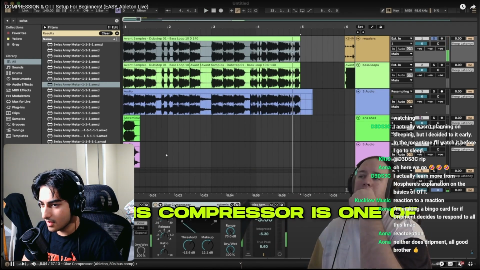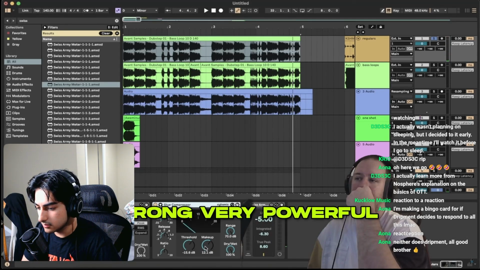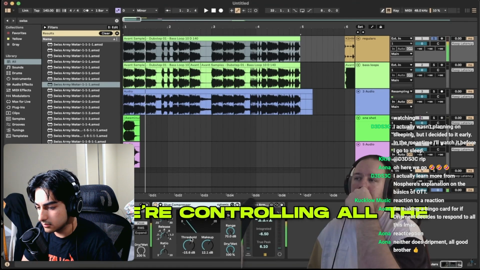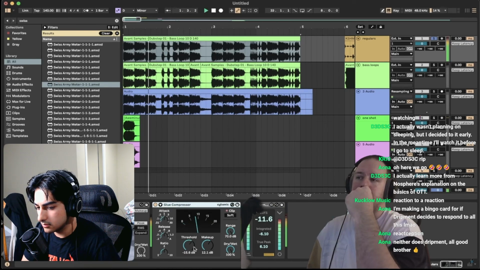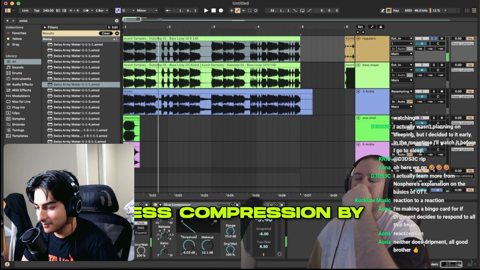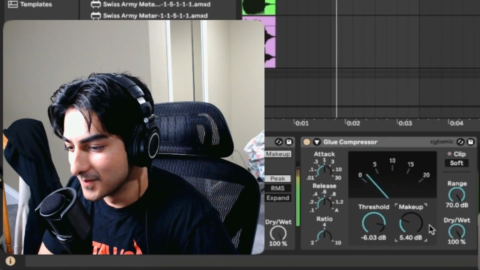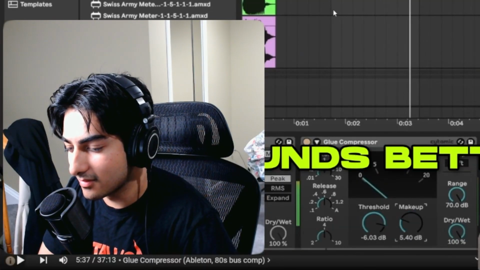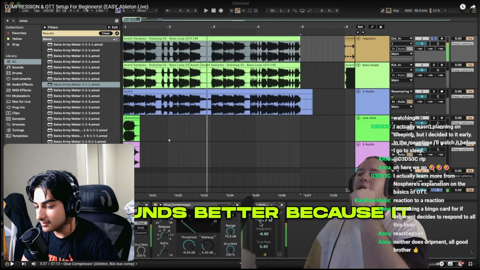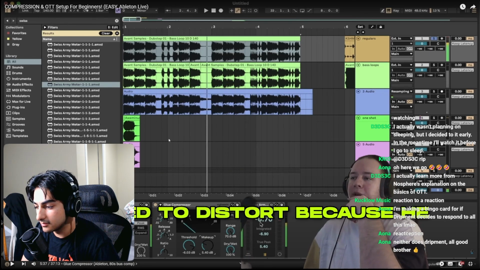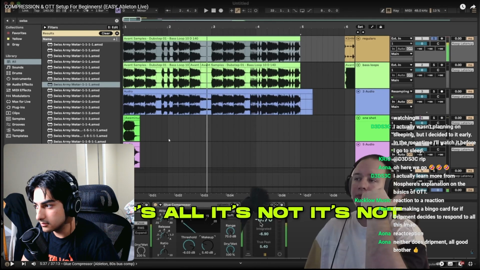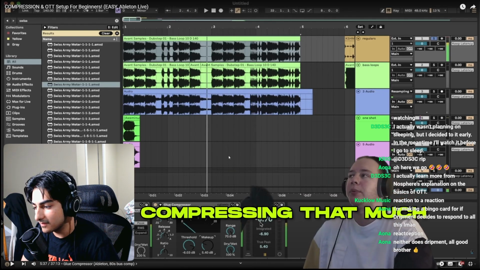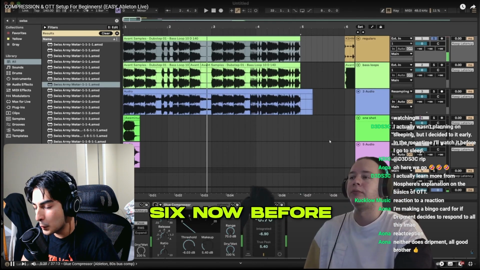So this compressor is one of my favorites. It's very strong, very powerful. And we're controlling all the frequencies at one time. Lows, mids, highs. Yeah, it's a single band compressor plug-in. It sounds better because it started to distort because he pushes it over zero and it's clipping. That's all. It's not really compressing that much.